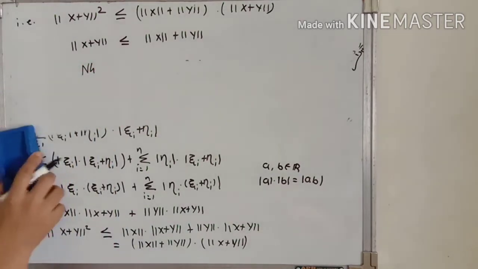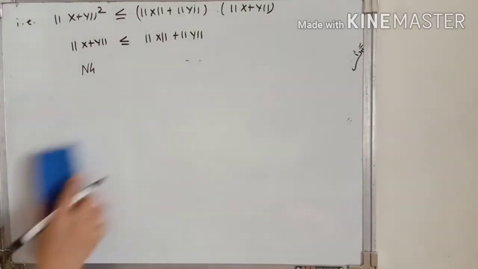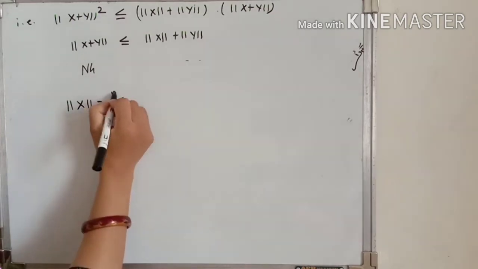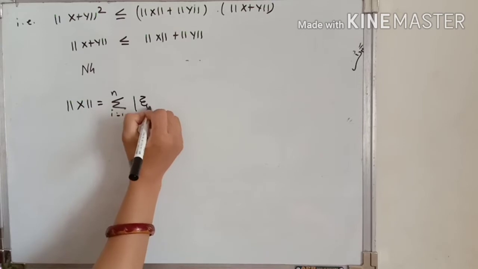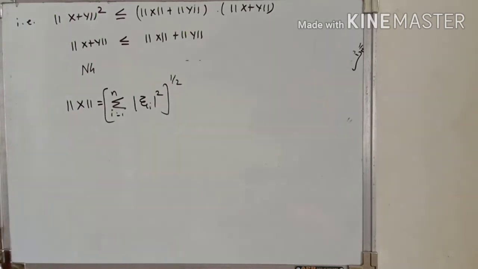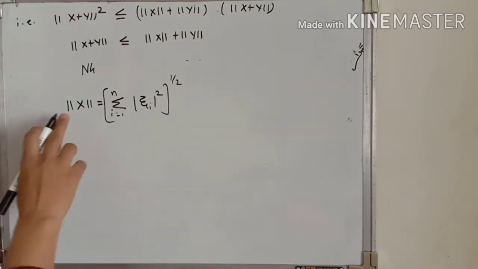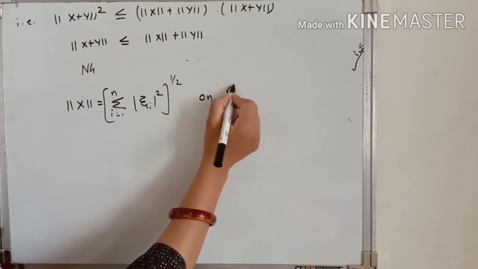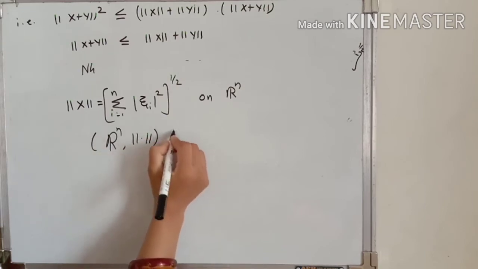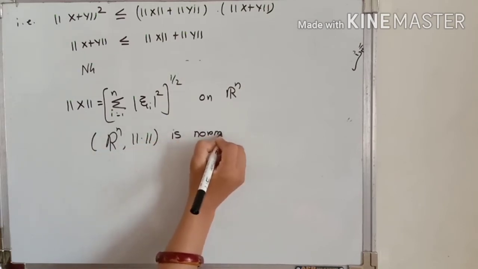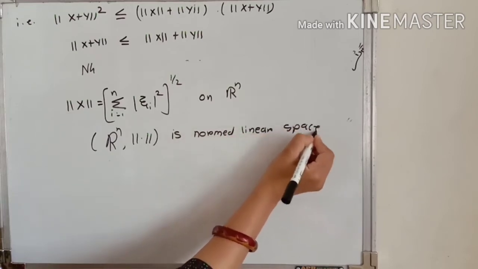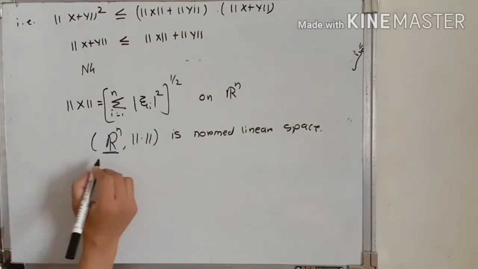So the norm defined on Rn like this, norm of x equals the summation, i running from 1 to n, of |ξi| squared, whole to the power 1 by 2, satisfies all the properties of a norm and therefore it is a norm on Rn, and with this norm Rn becomes a normed linear space. Now here we have to show that this Rn is a Banach space.